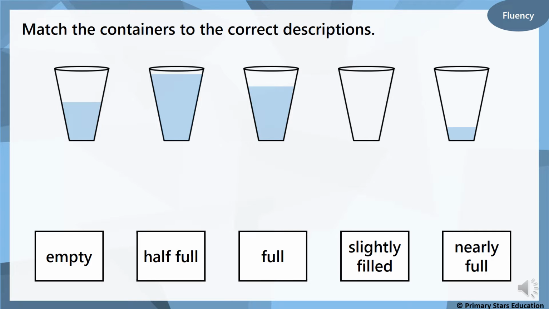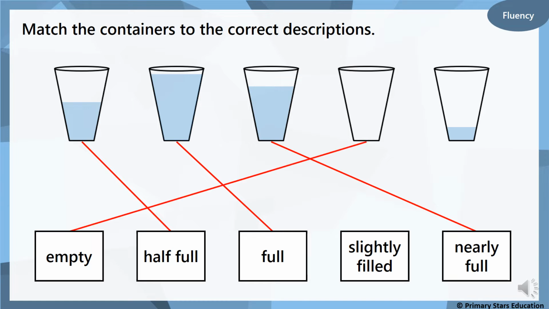Okay, let's have a look and see if you got those ones right. Half full is the first one. The next one is full, then nearly full, empty and slightly filled.